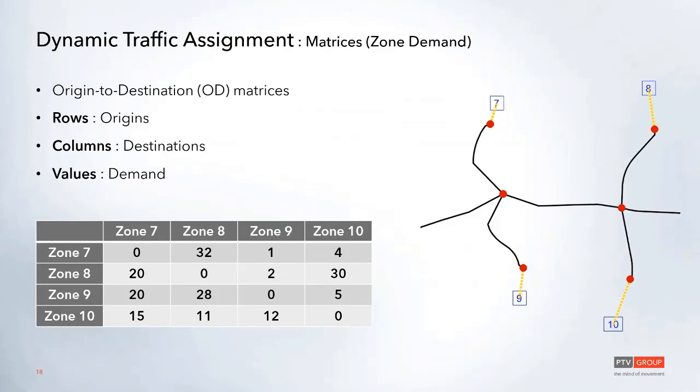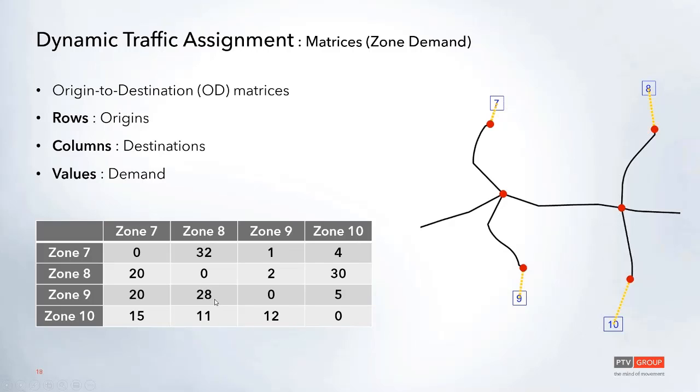And then finally, we actually need to create the demand for the vehicles to travel to and from each of these zones. And so all of this demand will be held within origin destination matrices. So these matrices will contain all of the demand information. The rows will represent the origin zones. The columns will represent the destination zones. And then all of the values in the middle represent the demand itself.